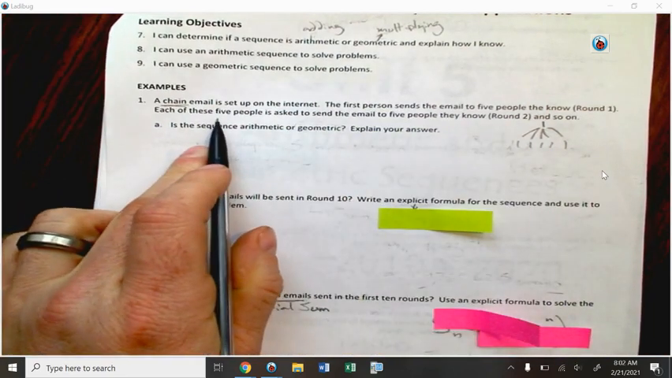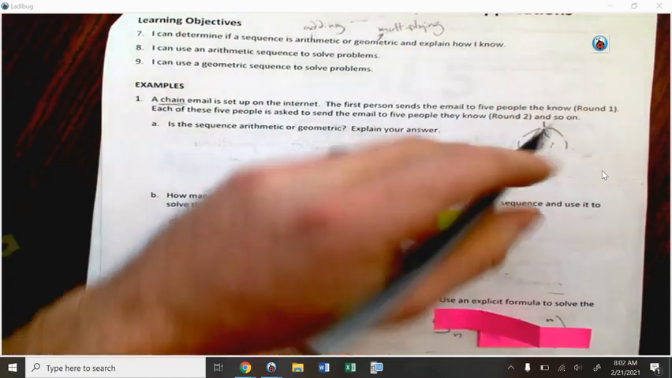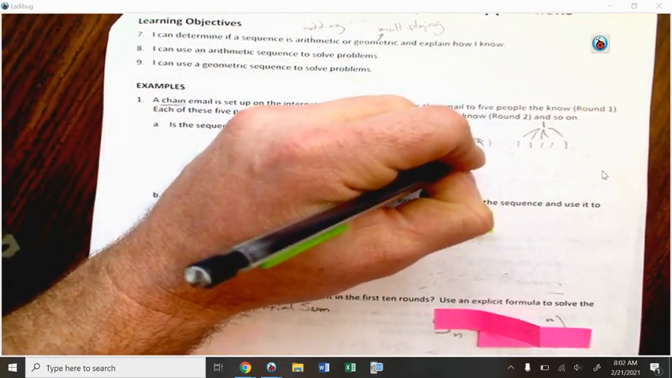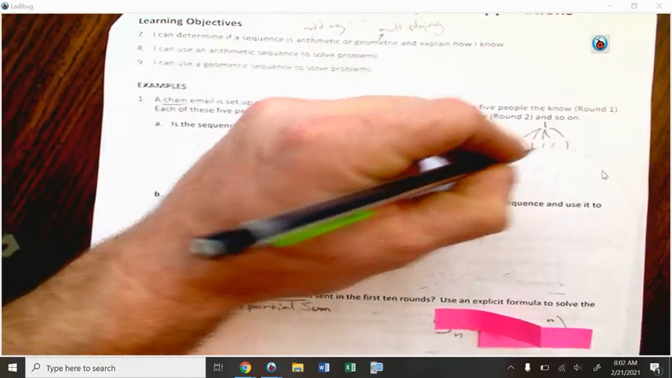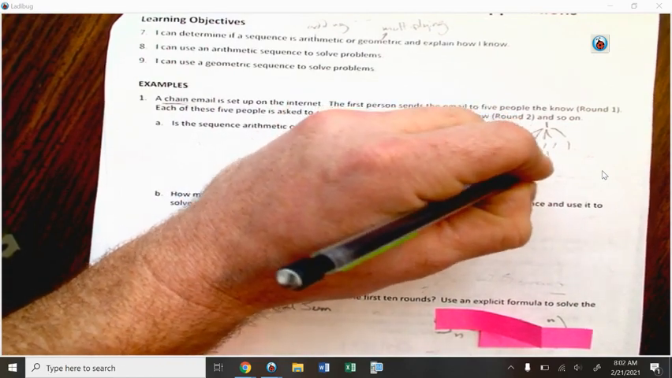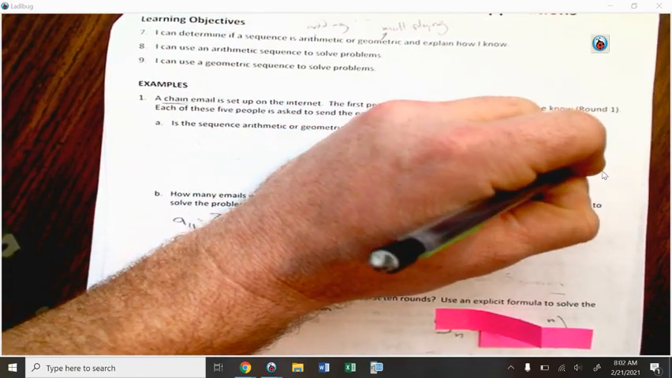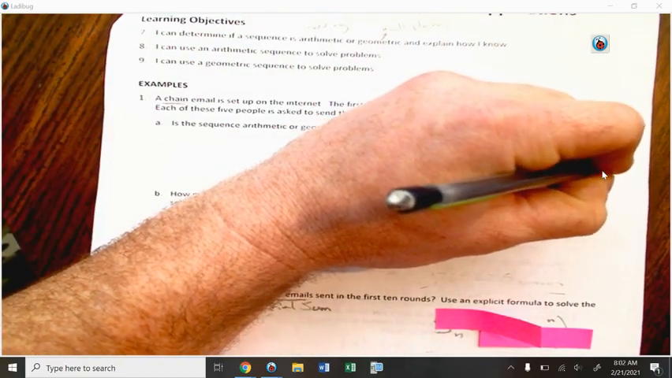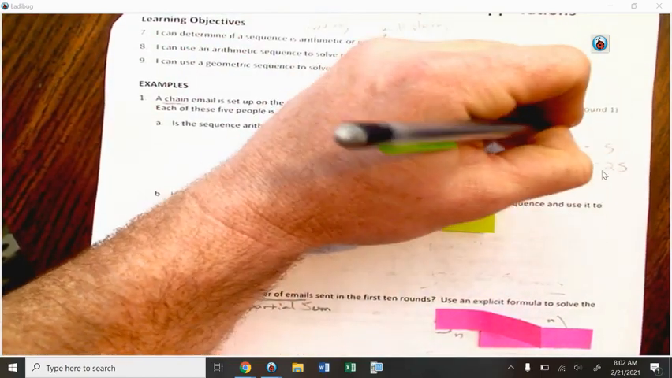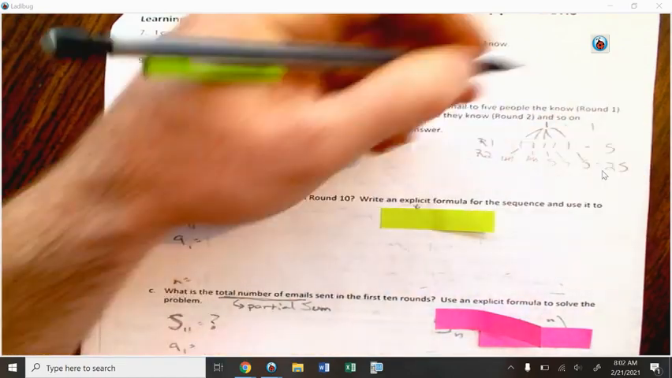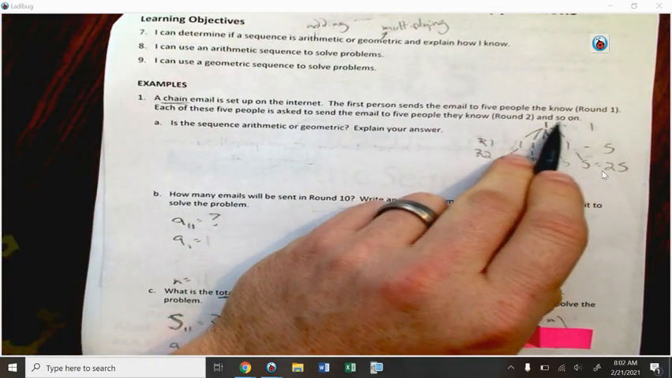And each of these 5 people is asked to send it to 5 more people. So this is round 1. In round 2, they each send it to 5 people, which is a total of 25. And these people, there's 5 people right there, and there's 1. So if you can see the pattern that's been going on, and it says and so on. So it goes on forever.